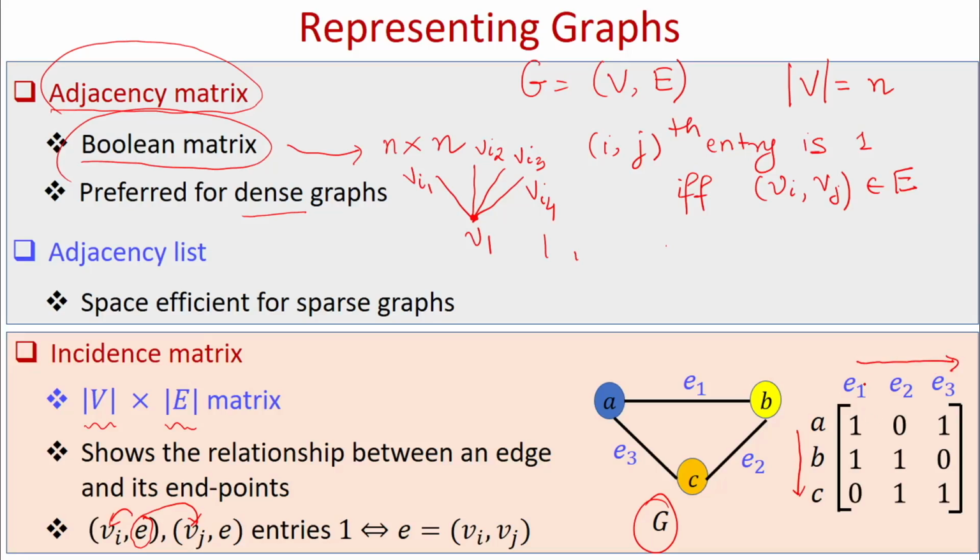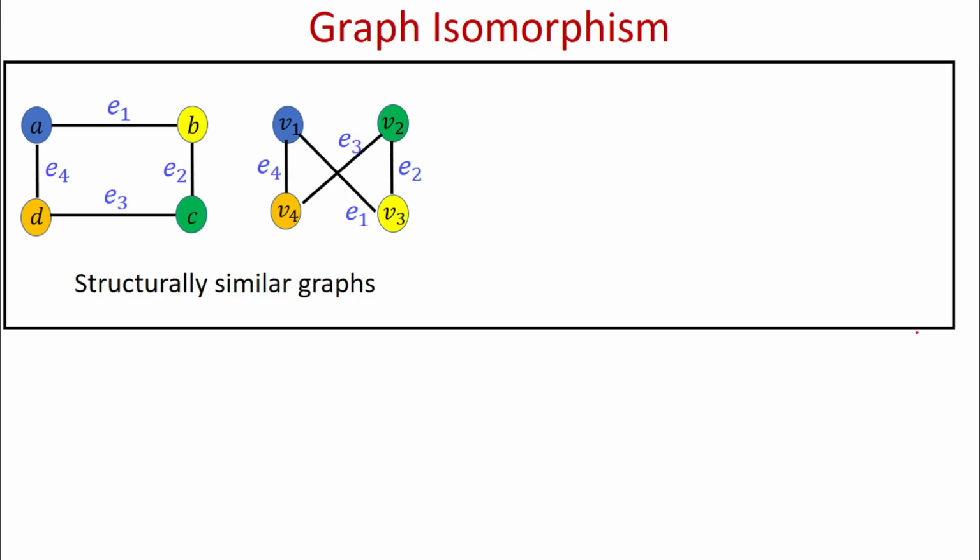So under the column E1, I only mark the entry for A row and the B row as 1 to show that the endpoints of the edge E1 are A and B, and all other column entries under E1 will be 0. Similarly, the endpoints of E2 are B and C. So only the entry in row number B and column number E2 will be 1, and the entry in row number C and column number E2 will be 1, and all other entries in column number E2 will be 0, and so on. Okay, so that's the incidence matrix.